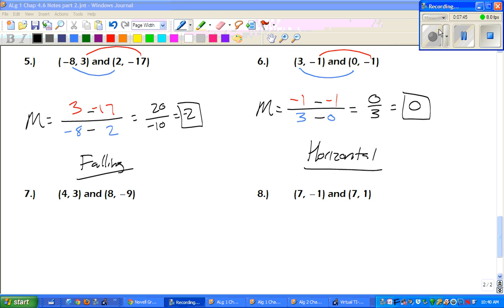All right, for number 5, when you work that out, 3 and the -17 go on top. That equals 20. -8 minus 2 equals -10. We get a negative slope, which means that is falling. Okay, on the top, the -1s, you do click, click. That ends up equaling 0 on the top. 3 minus 0 is 3. When you divide that out, you get 0, which means it's a horizontal slope. Okay?